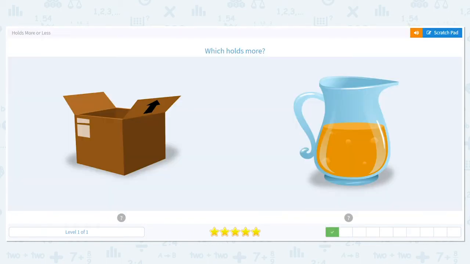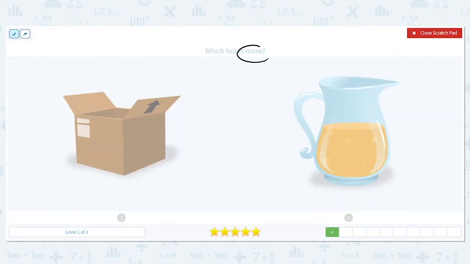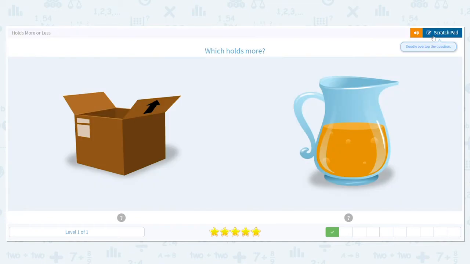Let's try another one. Which holds more, a box or a pitcher of juice? Okay. Well, let me think of it this way, because we want to know which one holds more. So, if I poured juice into a box, do you think I could fit this much juice in there and even some more? I think so. Okay, so which would hold more, the box or the pitcher? The box would. Good job.